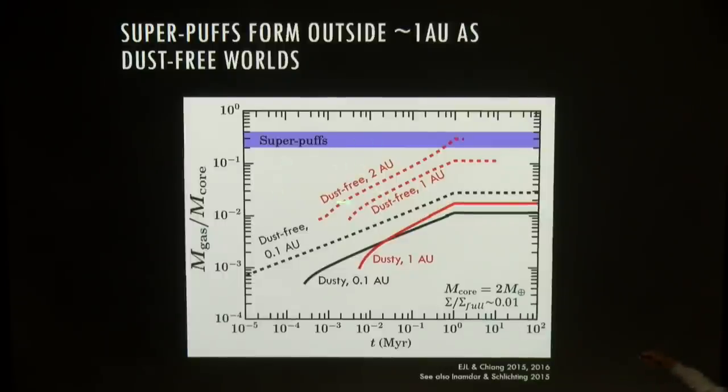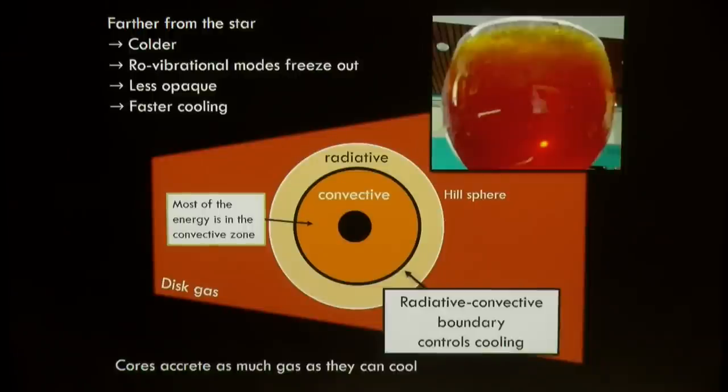So if you form a dust-free world outside 2 AU, then even this tiny 2-Earth mass core can successfully build a 30% biomass envelope and become a superpuff. So why is that the case? Why do you need these requirements?